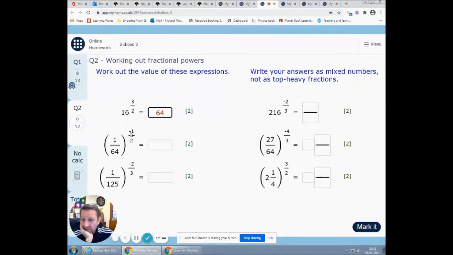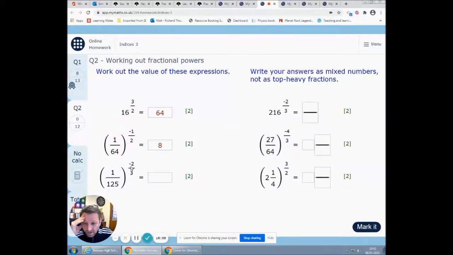Here again, let's deal with the minus first. The minus just reciprocates this, right? A negative indice just reciprocates what you have. So the 1 over 64 becomes 64 over 1, which is just 64, and we've got rid of the minus. The power of a half means square root, so they're just asking for the square root of 64, which is 8.